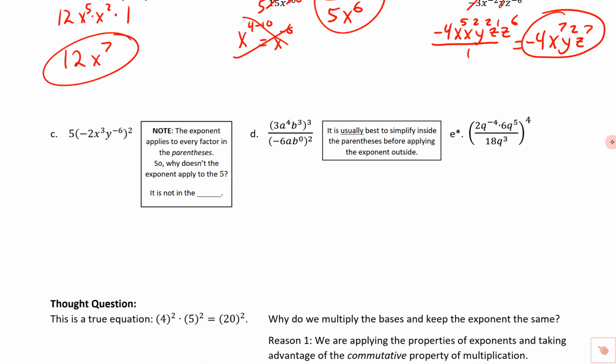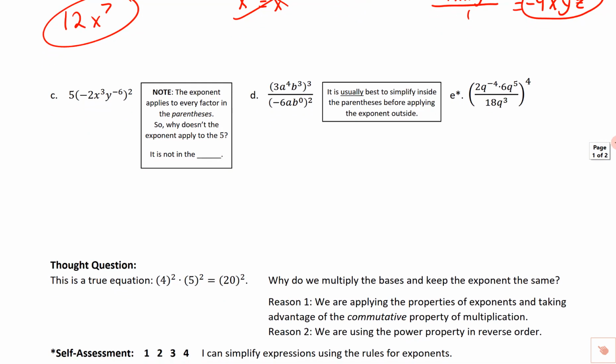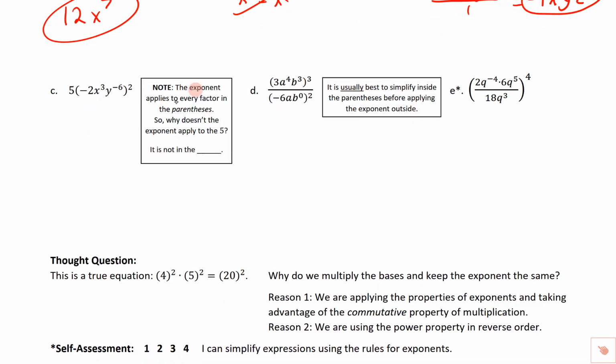So on C, we've got this parentheses with this ugly mess inside, and then it's raised to the power there, and then we've got the 5 on the outside of the parentheses. So in the note, it says the exponent applies to every factor in the parentheses. So why doesn't the exponent apply to the 5? So let's take a look at this, and let me show you how to do this, and then we'll answer that question. So we're going to apply the power property of exponents.